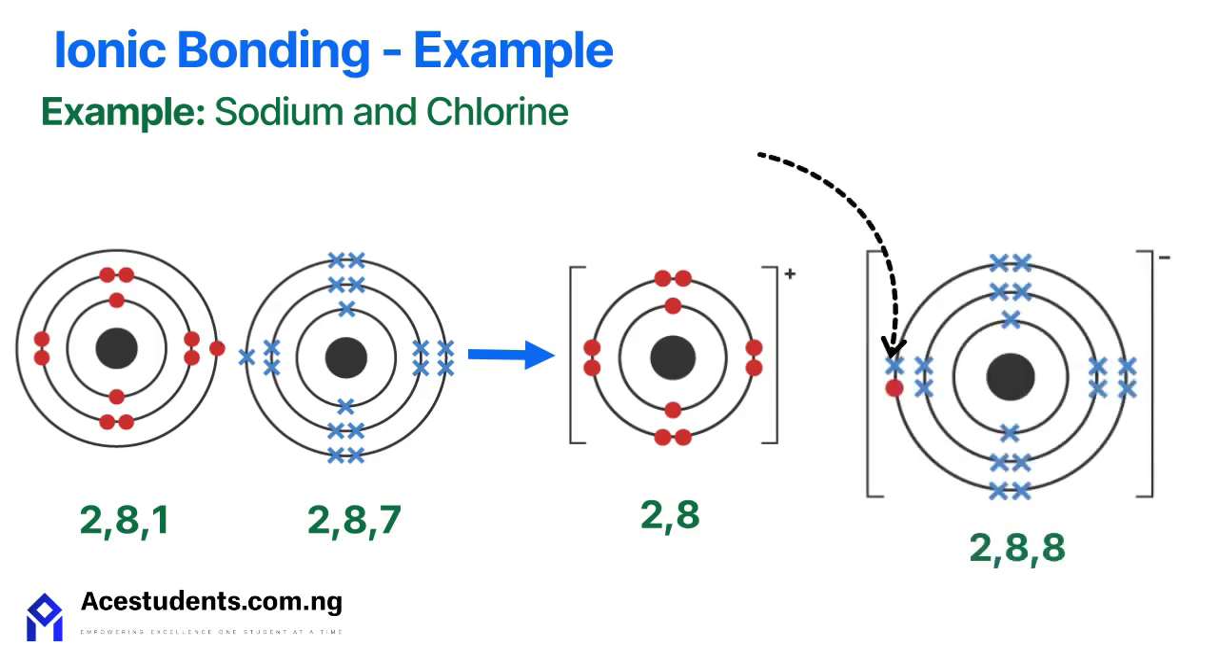The electron lost by sodium is gained by chlorine. Chlorine now has 8 electrons in its outer shell, making it stable. By gaining this electron, chlorine becomes a negatively charged chloride ion. In exams, always show both ions with their charges, and don't forget to include brackets when drawing ionic diagrams.